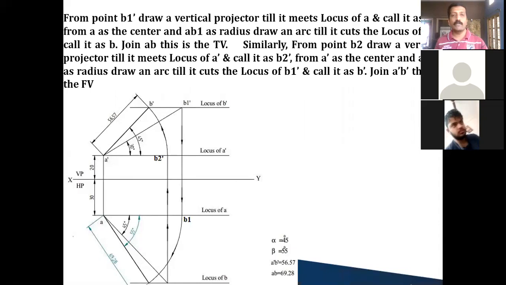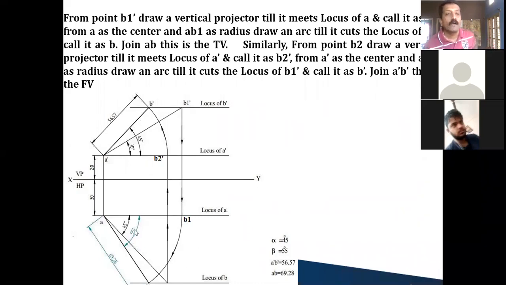Always remember, from the true length, if you want to draw the apparent length, first draw the vertical projector and then draw the arc. See here. This is the true length diagram, right? Like this, you are tilting it. So B1 I'll consider, which is the true length diagram. A dash B1 dash is the true length in the front view. From B1 dash, you draw a vertical projector till it meets the locus of A in the top view. Once it comes to the top view, B1 dash becomes B1. You call this B1.